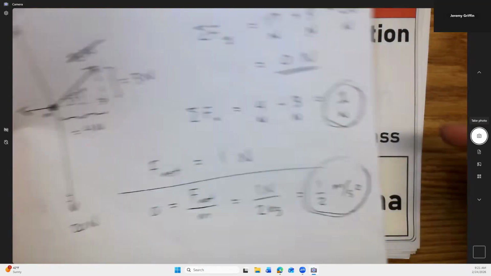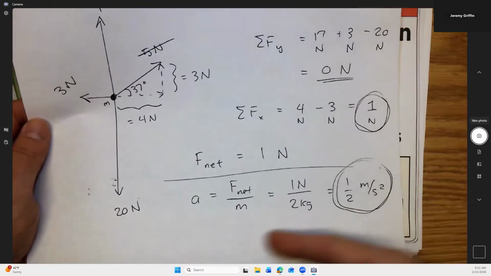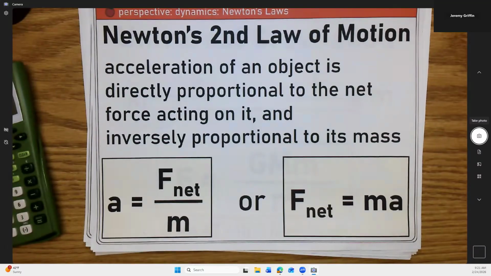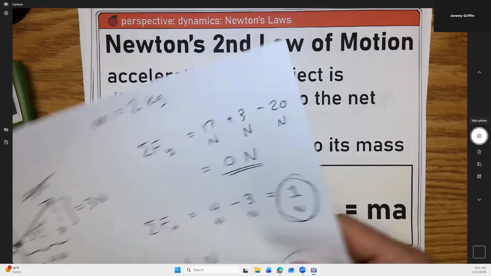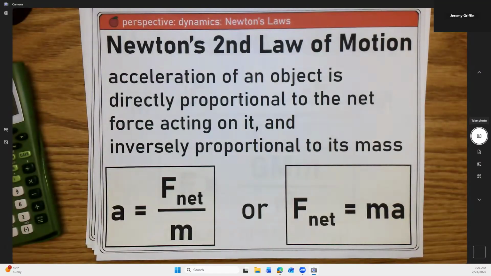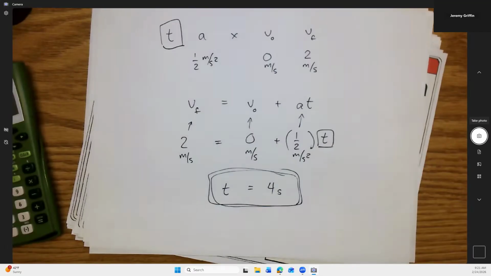We had to kick over to Newton's second law of motion. Once we got the net force, we had to kick over to Newton's second law right here and figure out what the acceleration is. And finally, once we had acceleration, we could go to those kinematic formulas and do some kinematics. And that finished out like this right here. That's all kinematics right there.